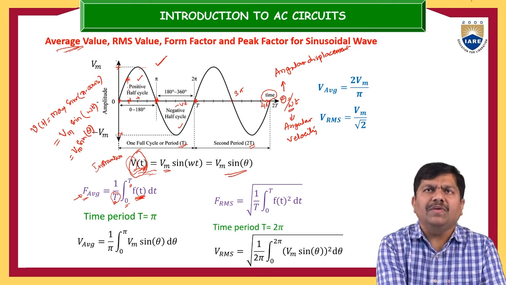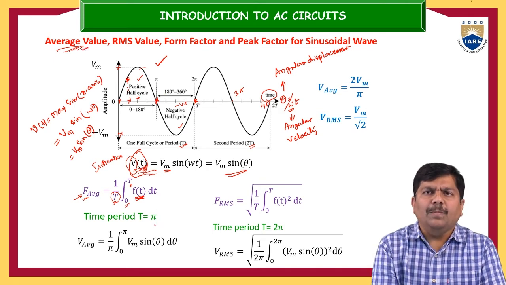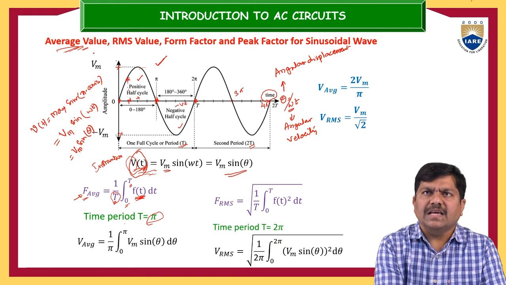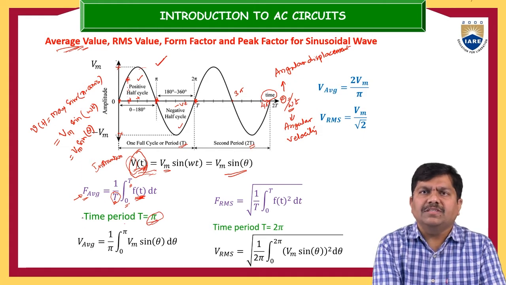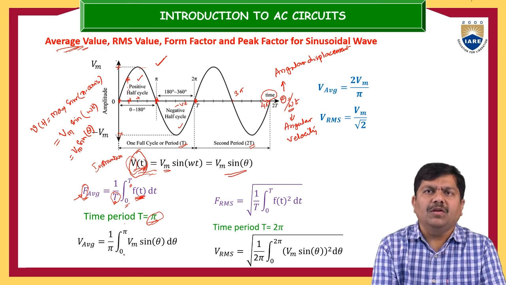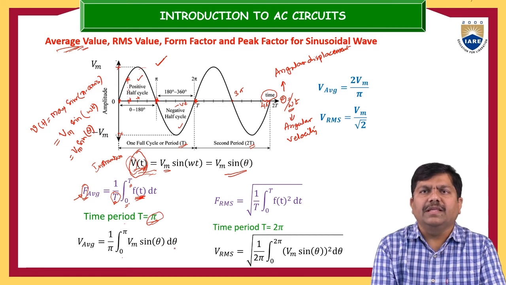So that's why, when calculating this average value, we generally take half of the cycle. So the time period is T equal to pi only. Actually the time period is 2 pi from this waveform, but for the average value only half of the segment is considered. So T is equal to pi. Then V average is equal to 1 by pi integration over lower limit 0, upper limit pi, V max into sin theta into d theta.